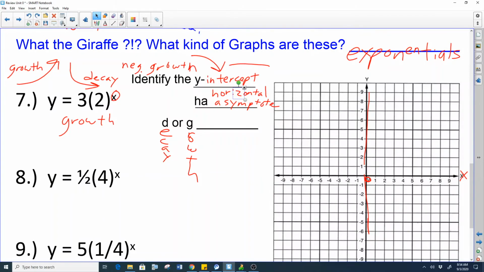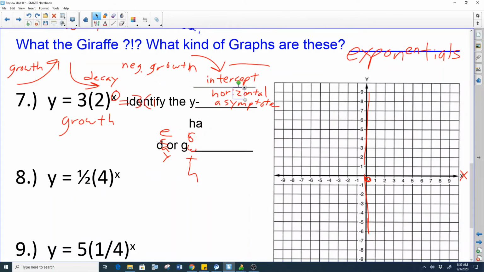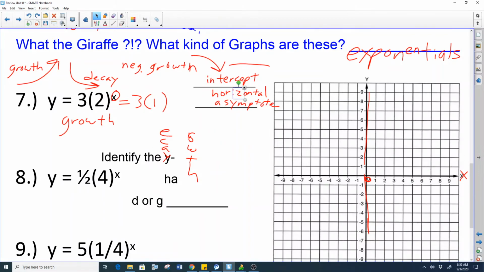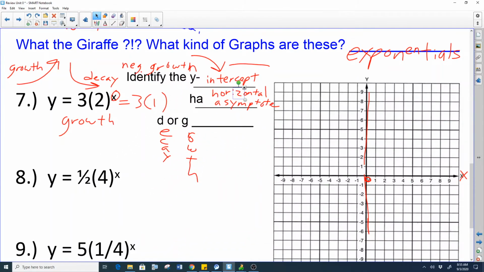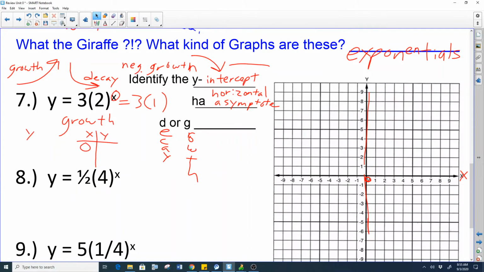So we're going to do 2 to the 0 power, which is 1. So then what's 3 times 1? Just 3. So we did a chart there. We plugged in 0 for x to find the y.